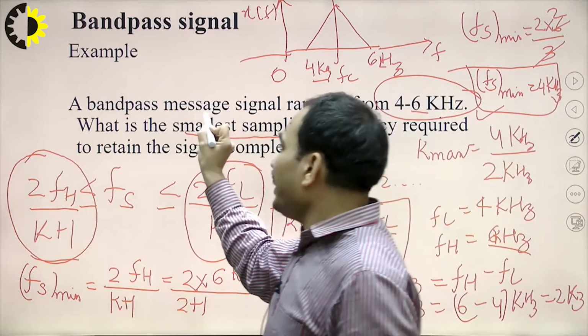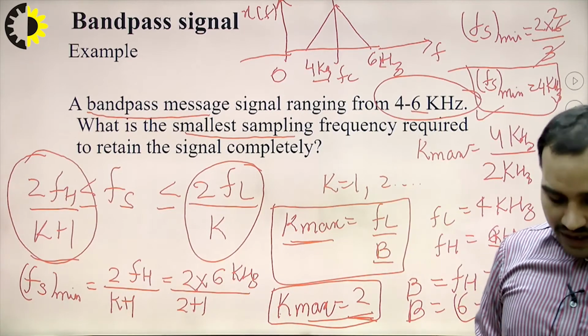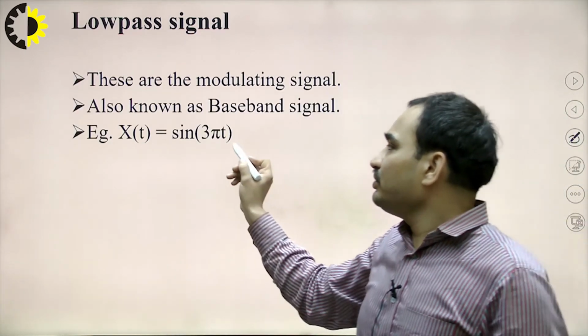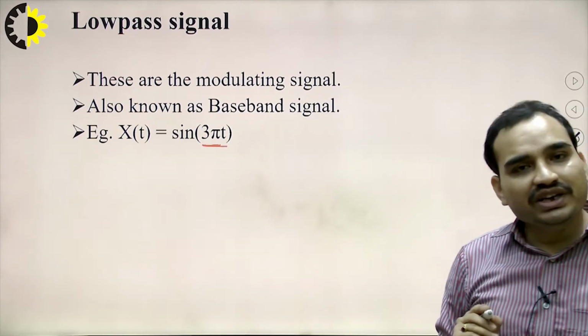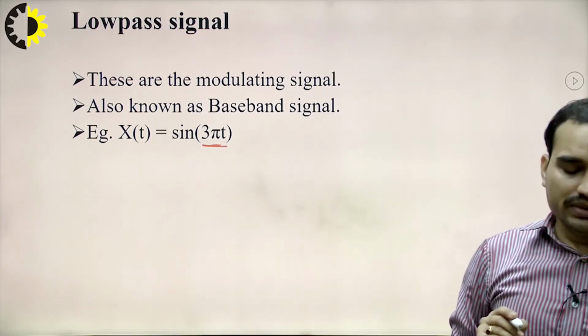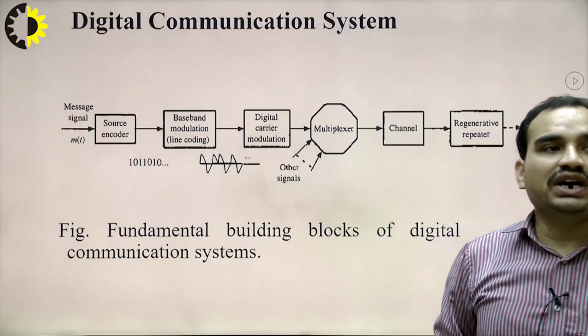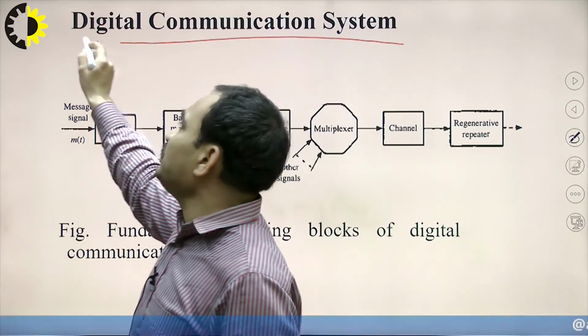This is applied only when we have a band pass message signal, and for a low pass message signal we can calculate the sampling rate with the help of the Nyquist criteria. So the next topic we are going to start is the introduction to the digital communication system.